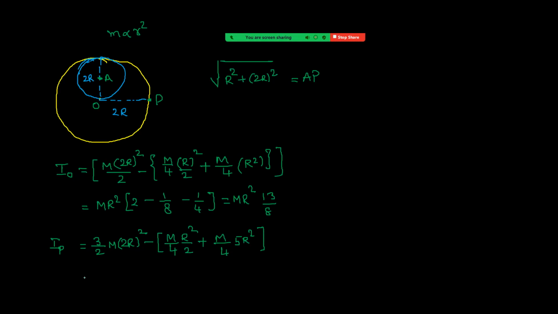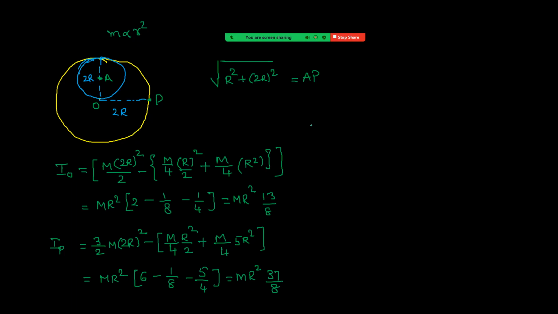Right? Now simplify this. Take M R square outside. This is 4, 4 by 2, 2. 2, 3 is 6. 6 minus 1 by 8 minus 5 by 4. And see this value, how much? M R square into, this is 37 by 8. Right?